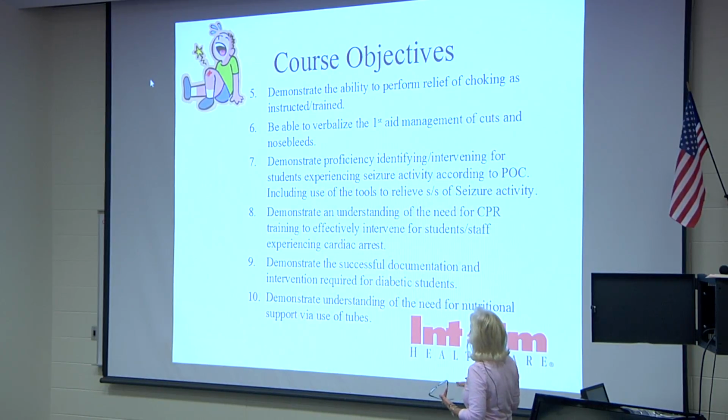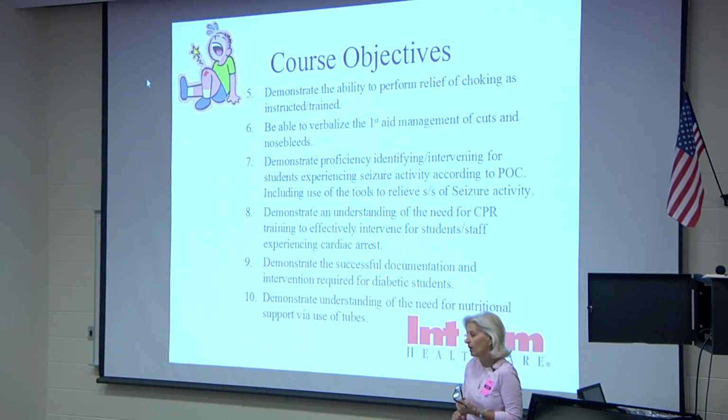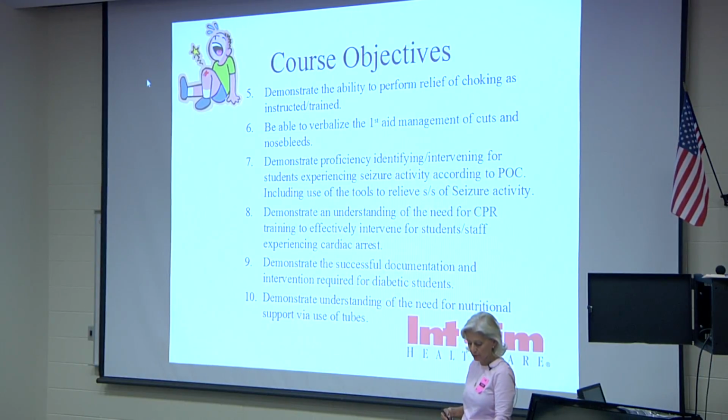Verbalize how to do first aid management of cuts and nosebleeds, and how to intervene for a seizure. CPR is important because people who have seizures can end up not breathing and without circulation. Diabetics can get so low in their blood sugar that they stop breathing and have no heart rate. The other one is how to intervene for diabetic students, and then nutritional needs supported by tubes.